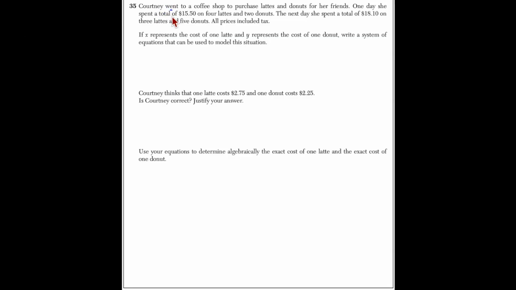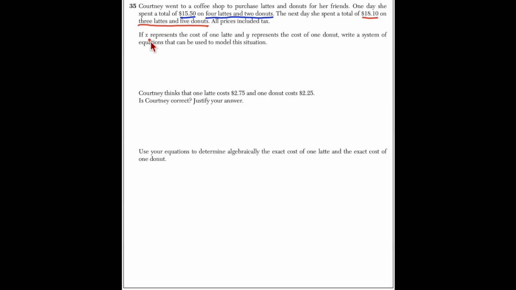So first off, it tells me that Courtney went to a coffee shop to buy lattes and donuts for her friends. One day she spent a total of 1550. Okay, a lot of numbers here, so let's start keeping track. 1550 on four lattes and two donuts, right? And then it tells me the next day she spent 1810 on three lattes and five donuts. Okay, all prices include tax. That's just so that we don't have to worry about dealing with any kind of percents.